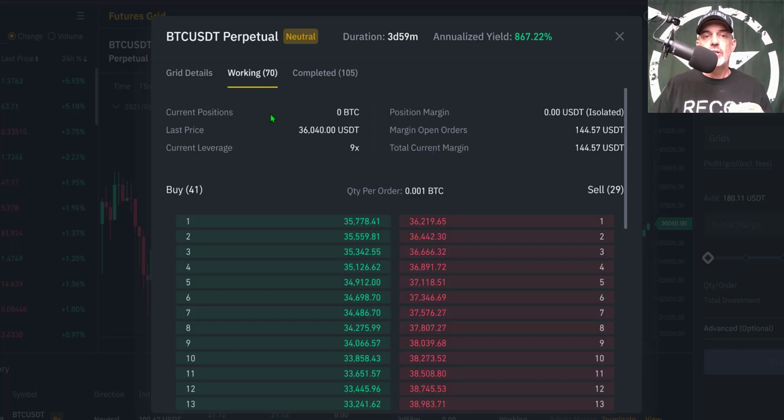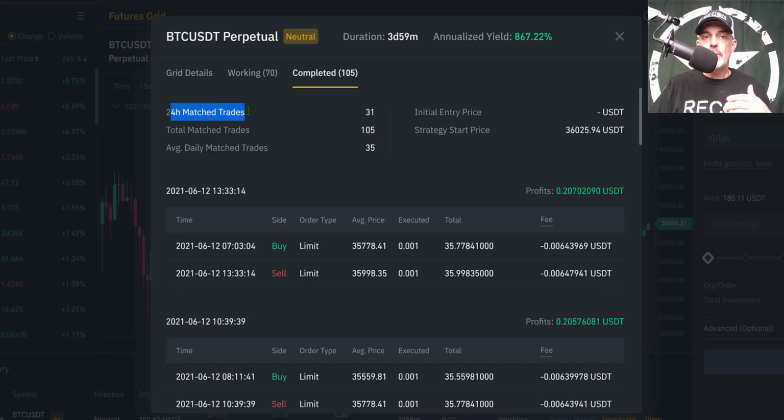Now, if we jump over to working, you can see my current positions are 0. I'm in between positions at the moment, and therefore my position margin is also going to be 0 because I am not in a position at the moment. Now, if we jump over to completed, you can see in a 24-hour period, I've had match trades of around 31. And a match trade, in this case, would be a matching buy and sell order. And then the total match trades for the 3-day period is 105, with an average daily match trades of 35.